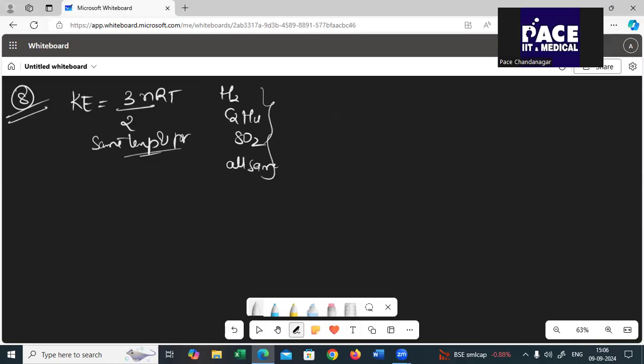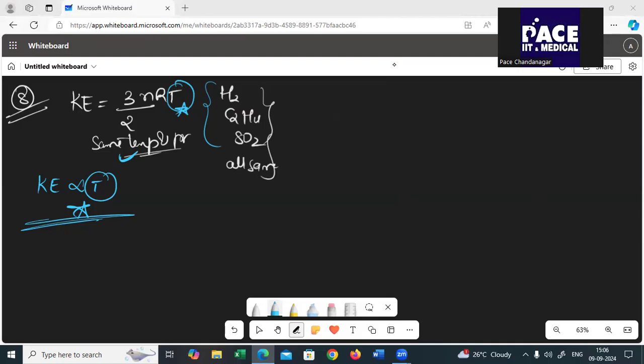Average kinetic energy always depends only on the temperature, because n, the number of moles, is constant and R is constant. Remember that this type of question is asked N number of times. Kinetic energy is directly proportional to temperature. They said it is the same temperature, so all are same. In this particular question, everything is same because kinetic energy depends only and only on the temperature, nothing else. So remember that and move on to the next question.